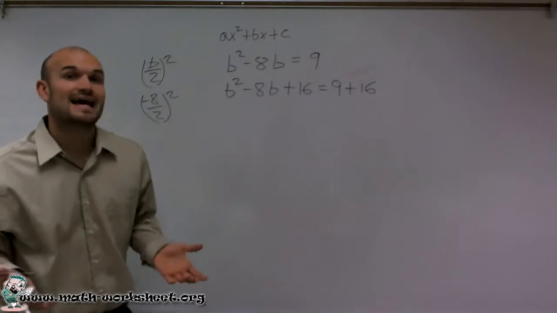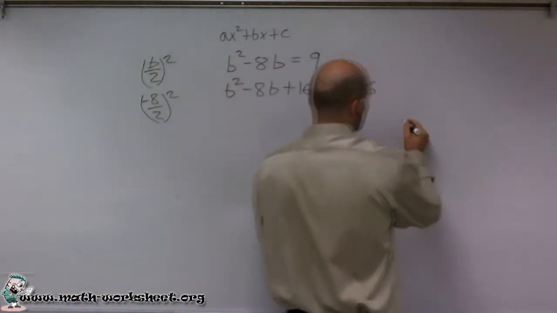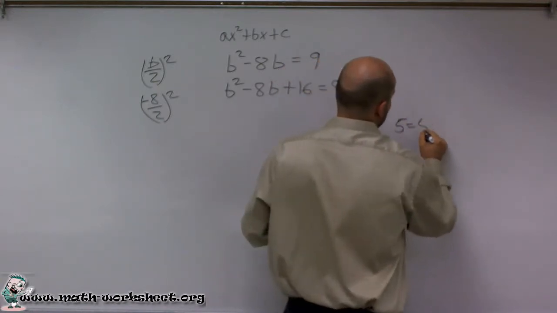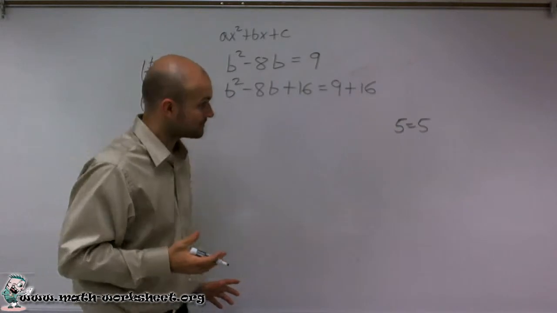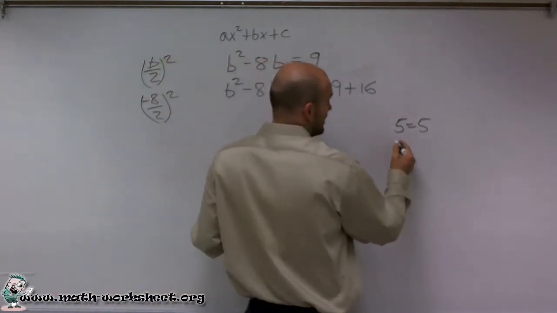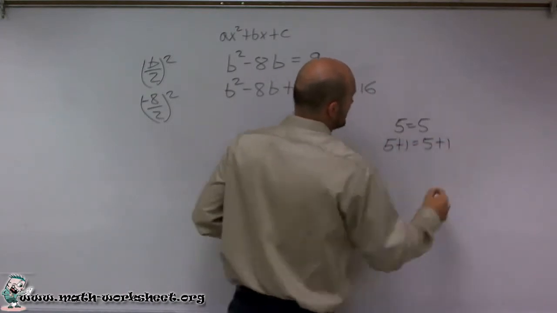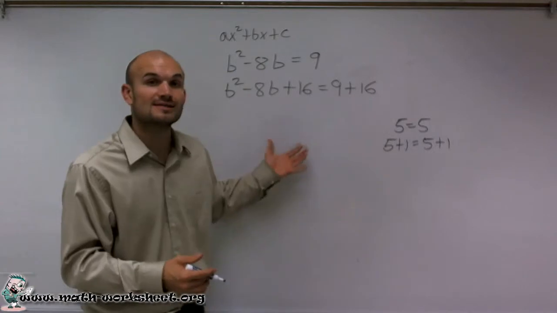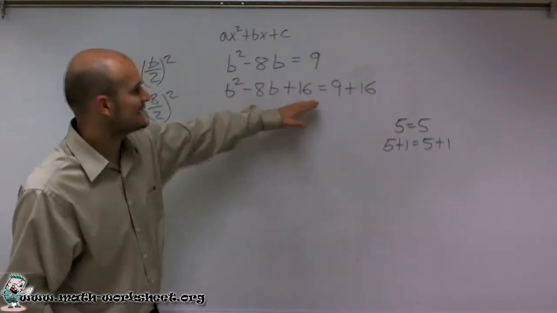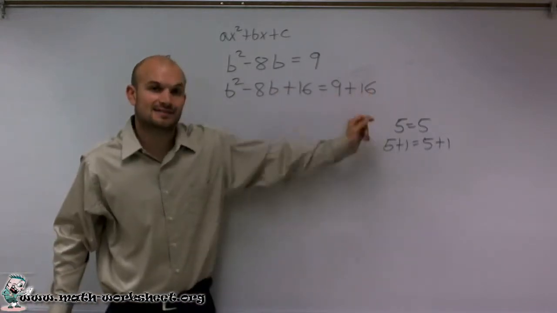Now, why do I have to add 16 onto both sides? Well, let's take a look at a regular linear equation. If you see this, I have 5 equals 5, correct? Well, remember, to keep an equation exactly the same, you would have to say 5 plus 1 equals 5 plus 1, right? So whatever you do on one side, you have to make sure you do on the other side. So that's exactly what I'm going to do here. Since I'm adding 16, I have to make sure I add 16 on the other side.